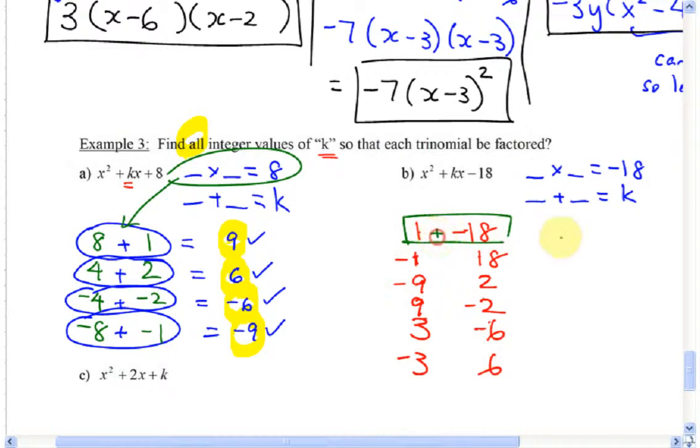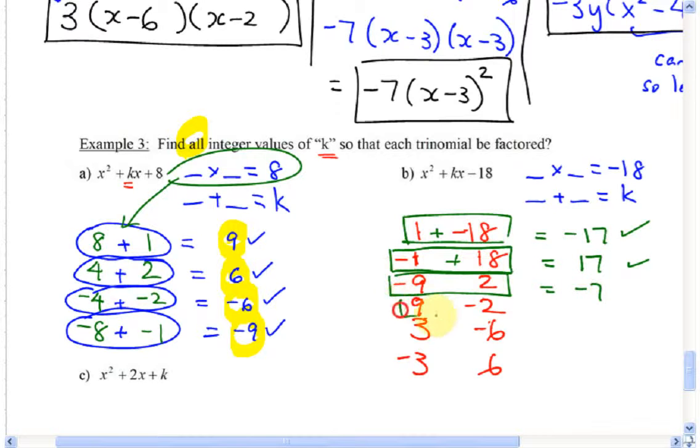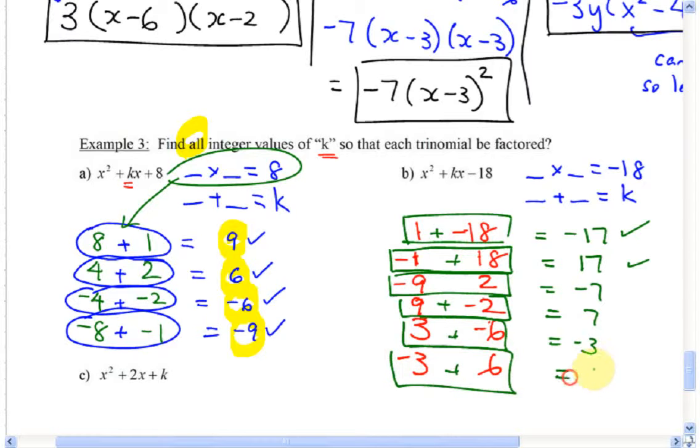Let's take a look together now. What's 1 plus negative 18? Negative 17. Good. What's negative 1 plus 18? That's positive 17. Awesome. Keep going. Negative 7. Keep going. Positive 7. Keep going. Good. Last one? Perfect. Mehdi, focus with me, please. Yay. If you got those 6 answers, congratulations. You're done.